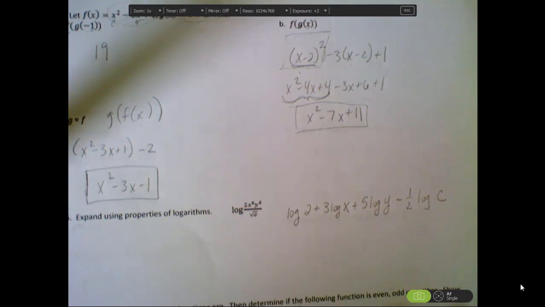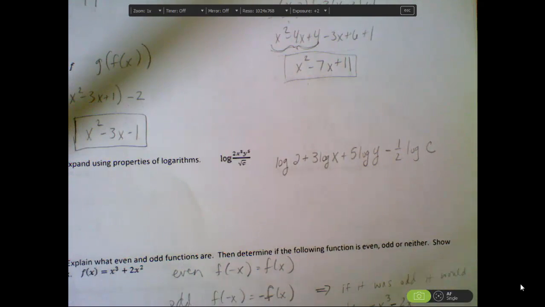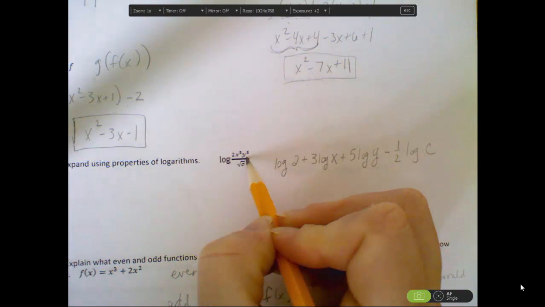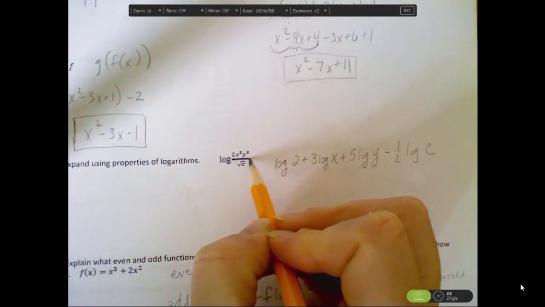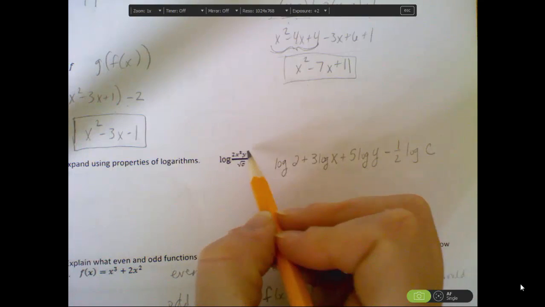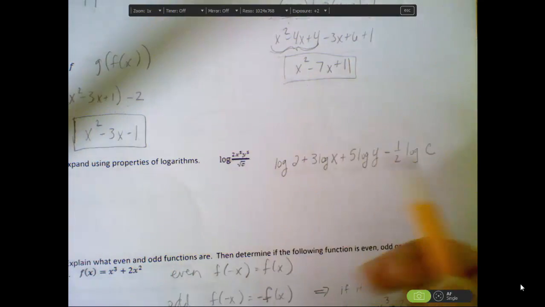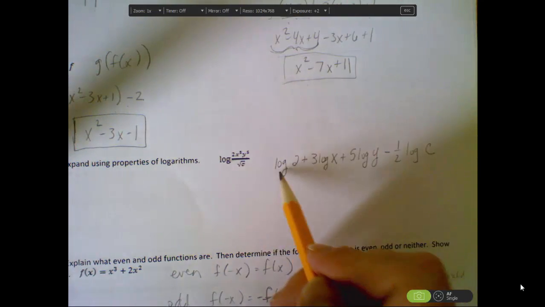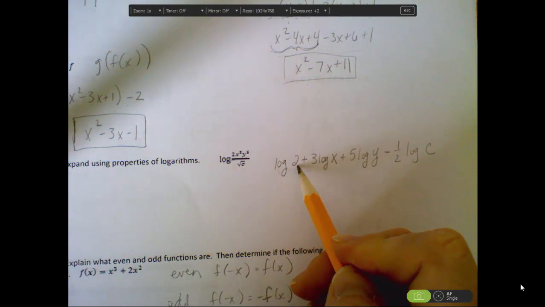Section 4, you have to understand all your properties of logarithms. So the first thing to understand is that if you have products, you're adding, quotients, or dividing, you're subtracting. An exponent goes out in front, so that's where I get log of 2 plus 3.